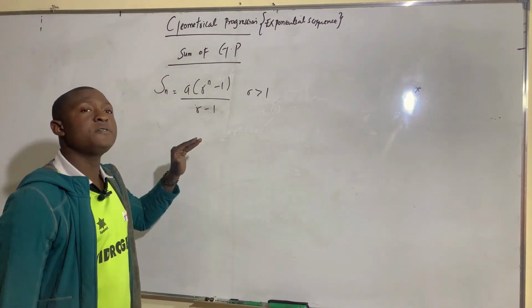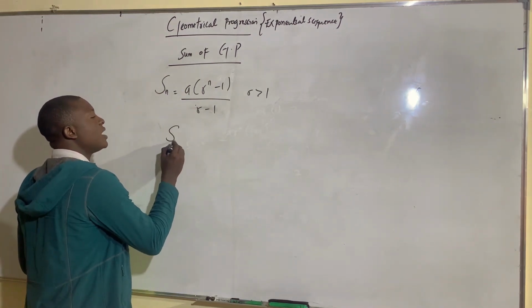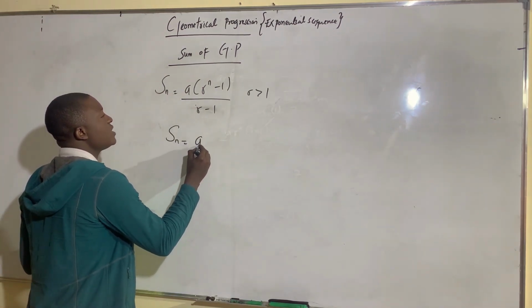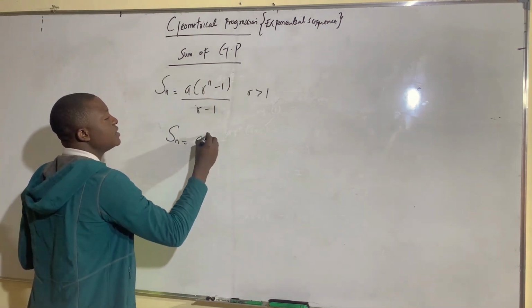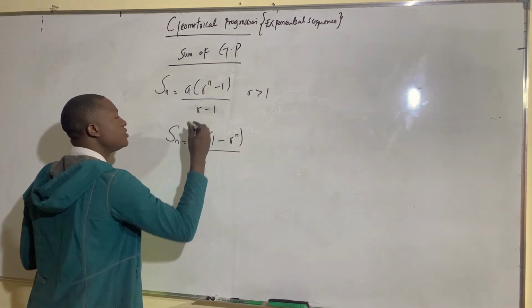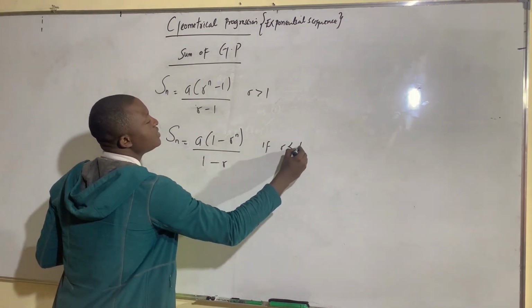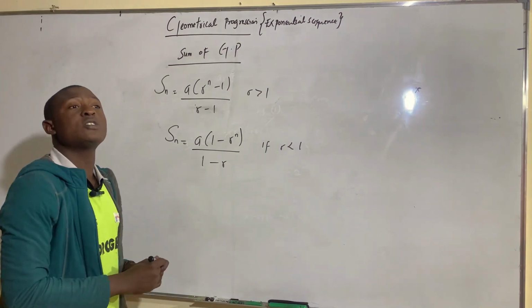But if the value of my common ratio is less than 1, then we apply this formula, xn equal to A. So instead of having this, we just switch them. That's going to be 1 minus r raised to the power of n. Then since we switch this also, 1 minus r. This one is if r is less than 1. So two cases, please. You should take note of that.